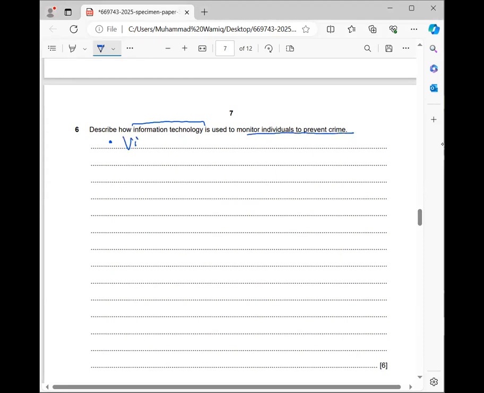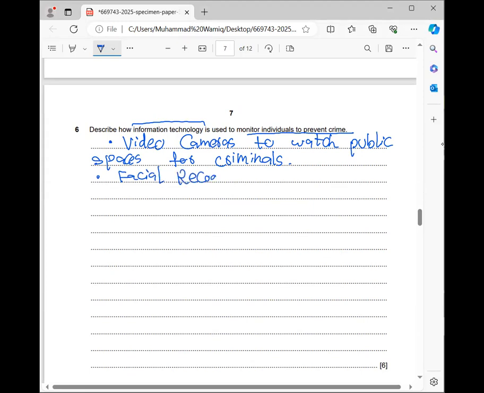So first of all, I can say that I can use video cameras to watch public spaces for criminals or unwanted terrorists as well. I can use the facial recognition software to identify, track and monitor the movement of individuals.